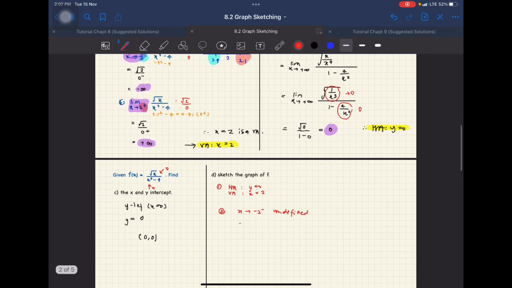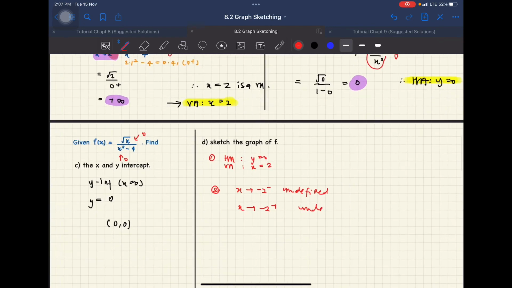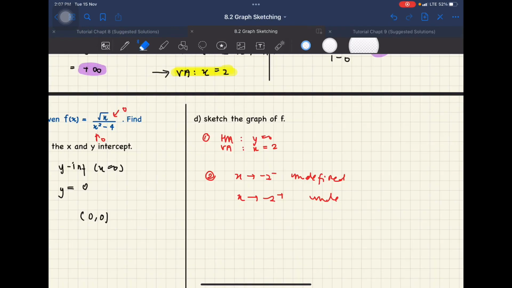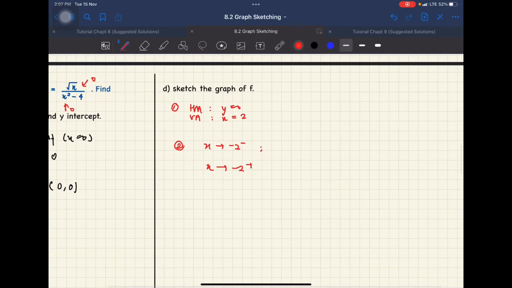Okay, and then x approaching negative 2 from the right, saya dapat undefined juga. Saya tertinggal something ni. So kita kena tulis y dia. Okay, so saya akan tulis f(x) undefined. Okay, second one pun sama, f(x) jadi undefined.